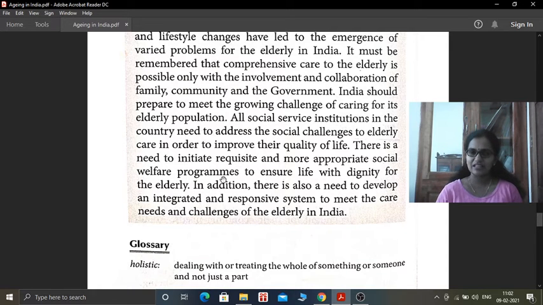So they will be happy, they will be satisfied. This should be our aim. In addition, there is also a need to develop an integrated and responsive system to meet the care, needs, and challenges of the elderly in India. So, if we want to ensure their safety, ensure their life, we have to create a proper system in the nation. If we could accomplish that system, the problems and challenges being faced by the elderly people will be over to an extent.